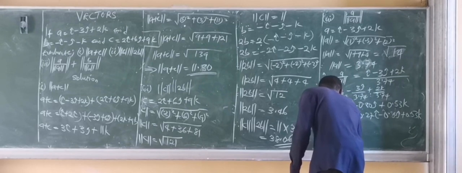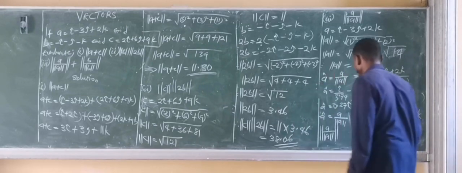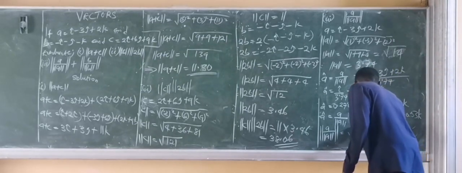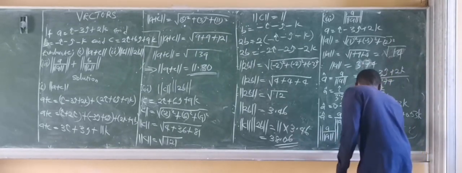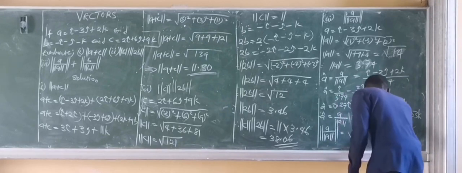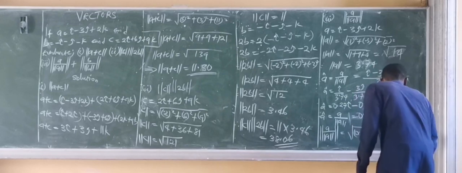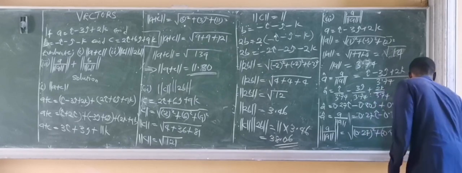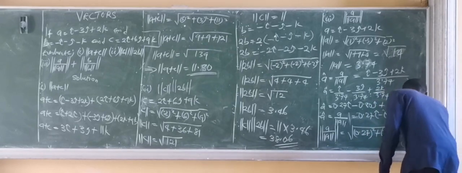The question says you should find the magnitude of that unit vector. This is what the question is asking us to do: find the magnitude of the unit vector. So simply take the square root of the sum of the squares of the components. So you have 0.27 squared plus minus 0.80 squared plus 0.53 squared.